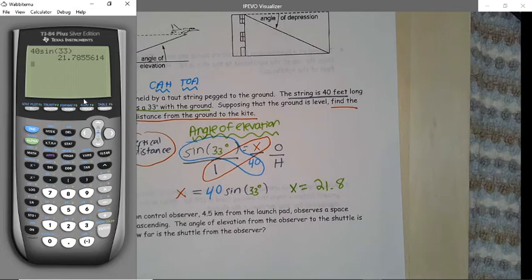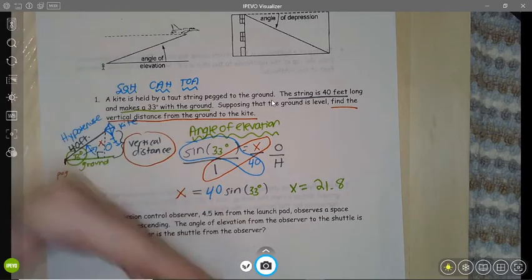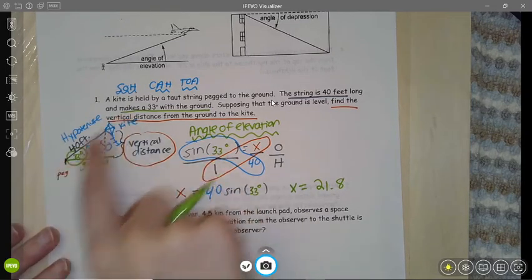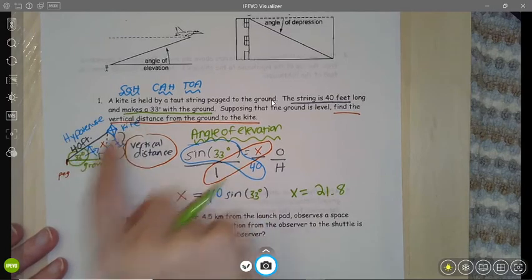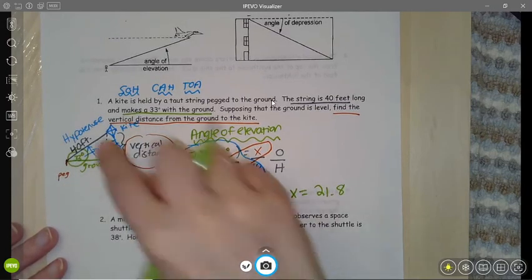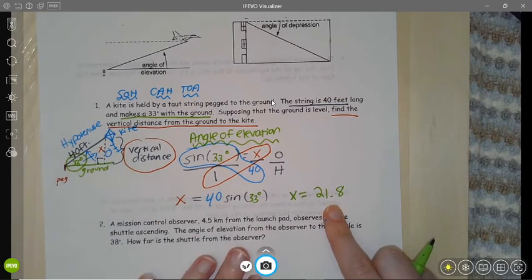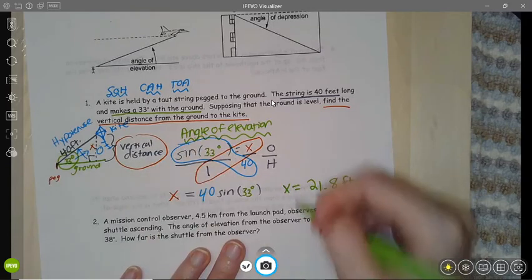Okay, and then from here, what are my units in the problem? I want to know a distance from the kite to the ground. So do you see a unit in distance in this problem that was already given to us? Well, we know the length from the peg to the kite, the length of the string, is 40 feet. So my units are in feet. So the kite is currently 21.8 feet in the air. That is the vertical distance.